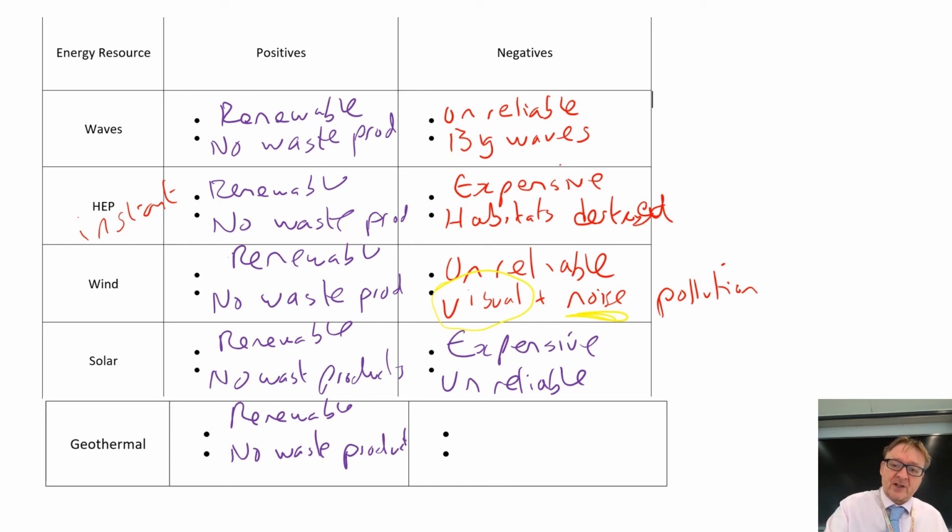Geothermal, the last one on here, has the biggest issue that it can only be done in limited places. For example, it could be done in a few places in America, in Iceland, maybe New Zealand. But we couldn't do it here because the core heat is too far down. It can also cause earthquakes.